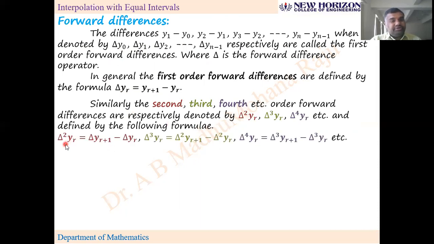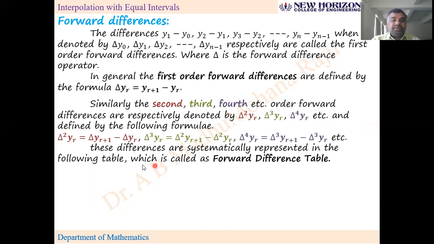The general formulae for those are delta square yr is equal to delta yr plus 1 minus delta yr, and delta cube yr is equal to delta square yr plus 1 minus delta square yr. Delta power 4 yr is equal to delta cube yr plus 1 minus delta cube yr. Means second order differences will come from first order differences, third order differences will come from second order differences, and fourth order differences will come from third order differences. These differences are systematically represented in the following table, which is called the forward difference table.